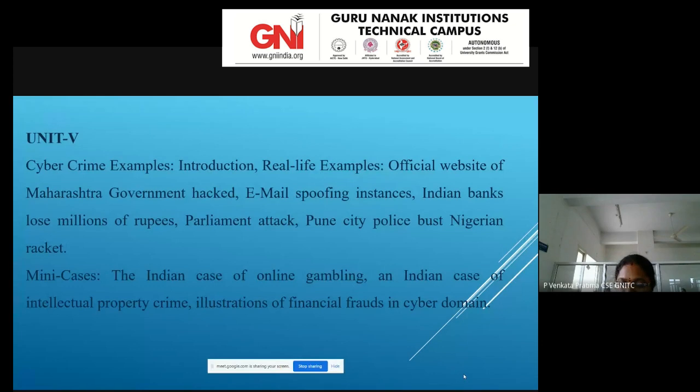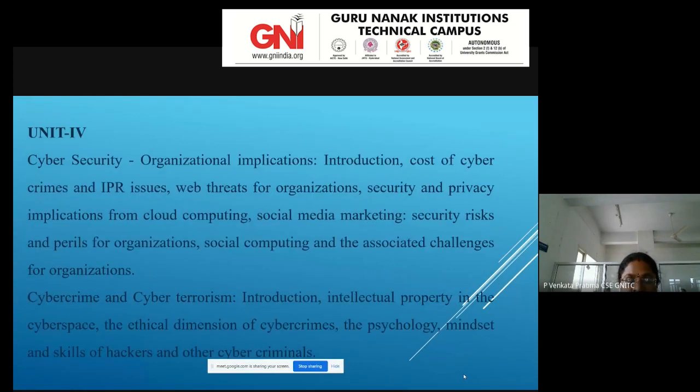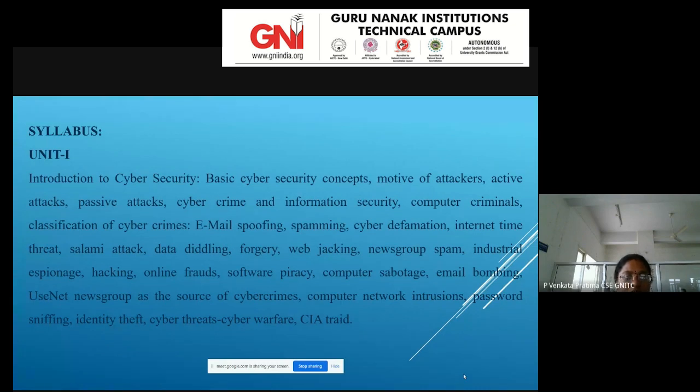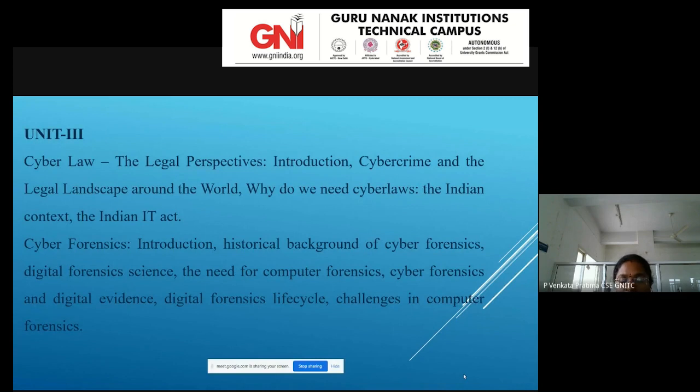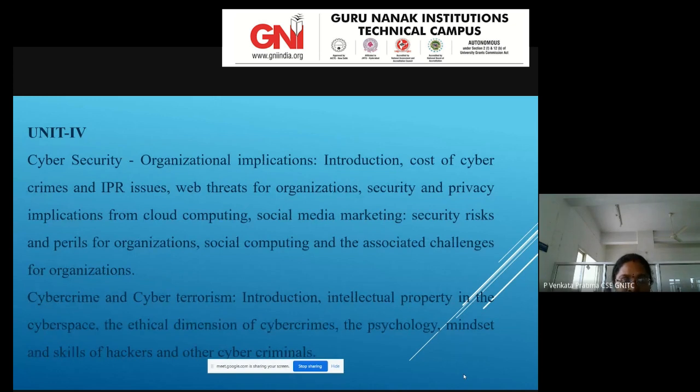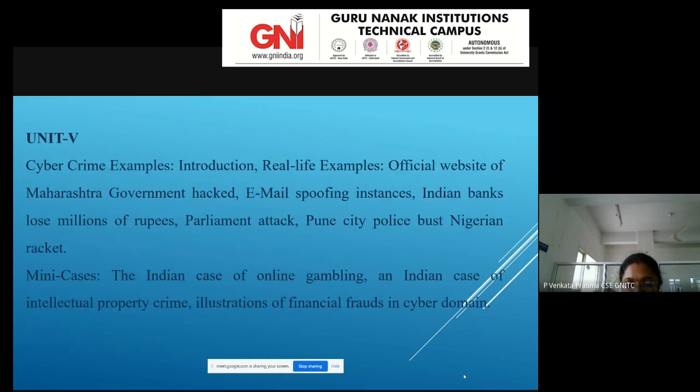So this is the complete syllabus. In unit 1, introduction to cyber security and attacks, the types of attacks and the types of cyber crimes. In unit 2, about cyber crime, what type of cyber crimes take place on our mobile phones or wireless devices, and what tools we require. In the third unit, we will learn about cyber law and cyber forensics, and in unit 4, the implication of cyber security for the organization, and we'll also learn about cyber terrorism. In the fifth unit, we'll completely learn the real time examples.